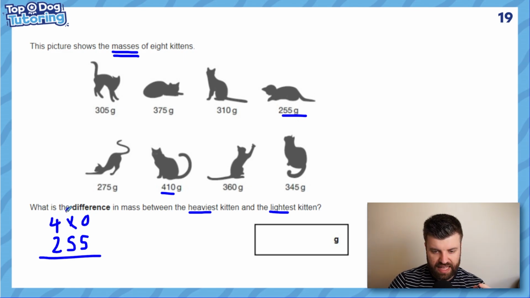0 take away 5, again, we have to do some exchanging. 10 take away 5 is 5. 0 take away 5, again, we have to exchange. 10 take away 5 is 5. 3 take away 2 is 1. The difference is 155. But why is that simple?